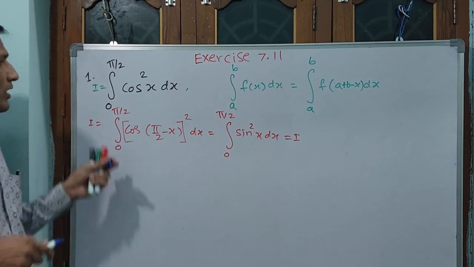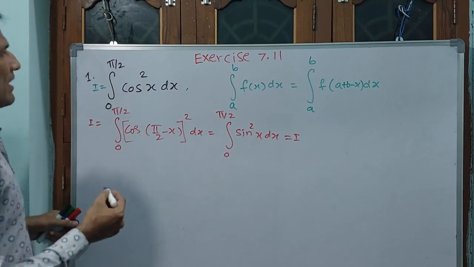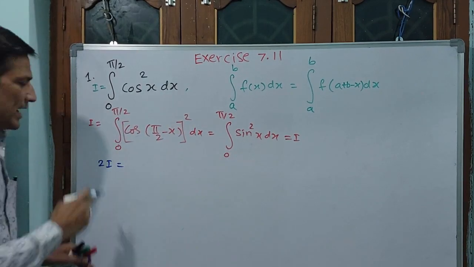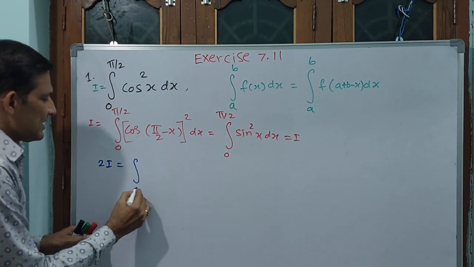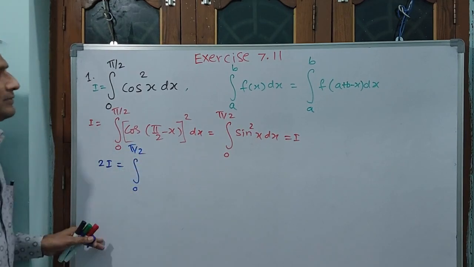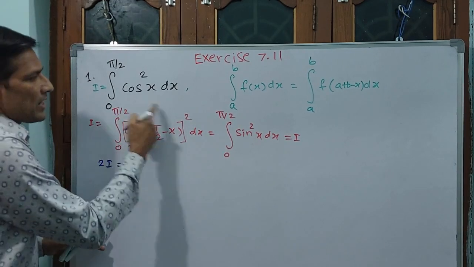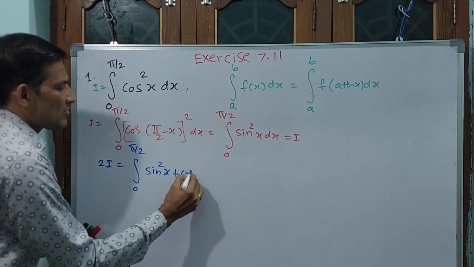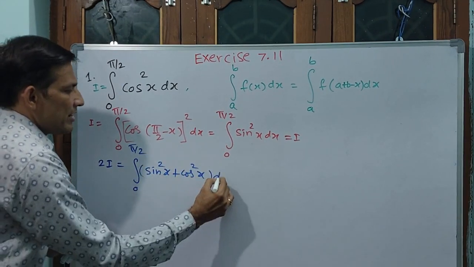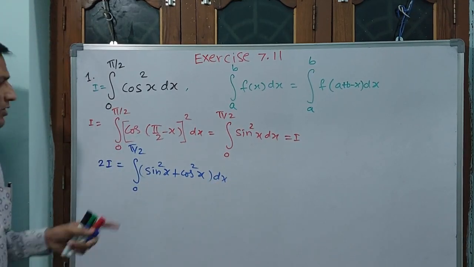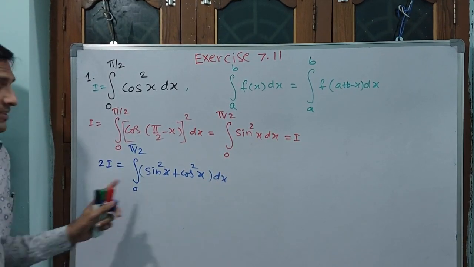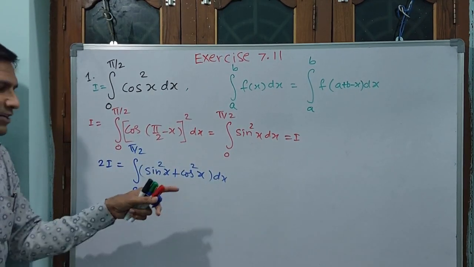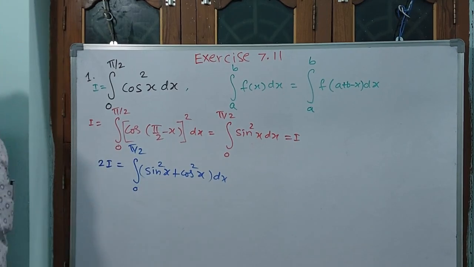Now what I want to do, I want to add both of these. You see what I am doing? I plus I, 2I is equal to integral 0 to pi by 2 of sine square x plus cos square x dx. Is it okay? Definitely okay. This is not x, this is not I, this is 2I. I plus I. Integrals we have added, that's all. But we know sine square x plus cos square x is equal to 1.